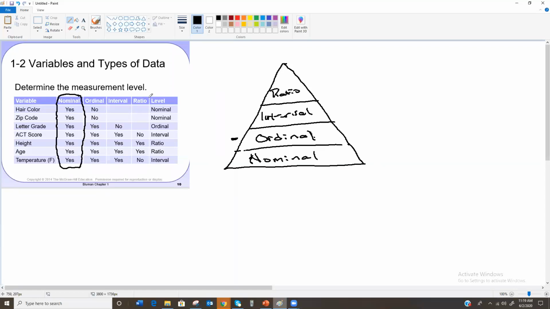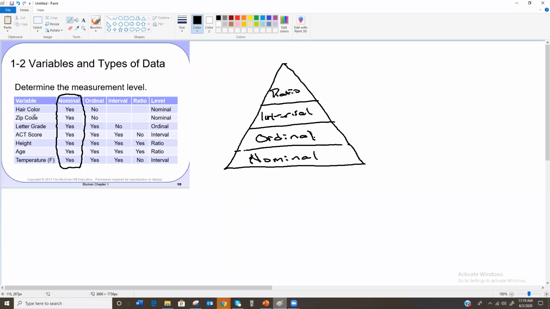Okay, so everything reaches the nominal level. Everything. But does hair color reach the ordinal level? Can you put hair color in order? No. So hair color cannot be considered ordinal. So it stops at nominal. Remember, it's like climbing up a hill. So you reach the nominal level, but you couldn't get to the ordinal level, so you just stop. You're nominal, but you're not anything else.